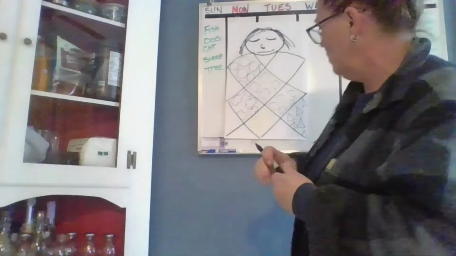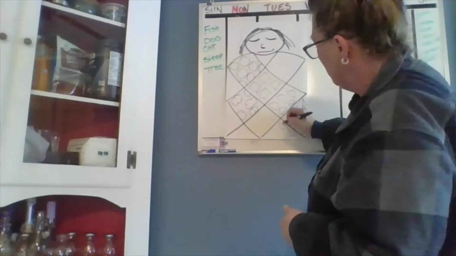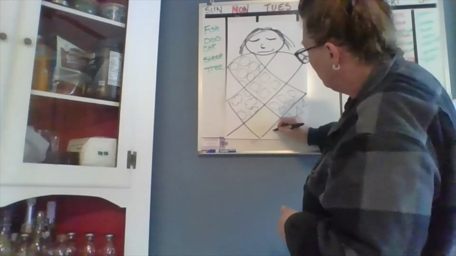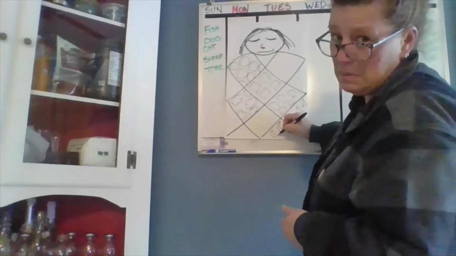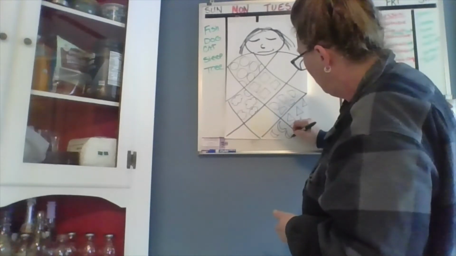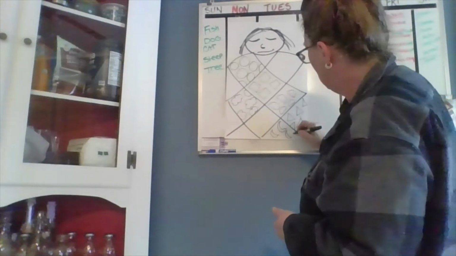I need a moon. I definitely want moon. Now, if I did these in yellow, they would probably look like bananas. We make bananas. I got a moon. And another one.